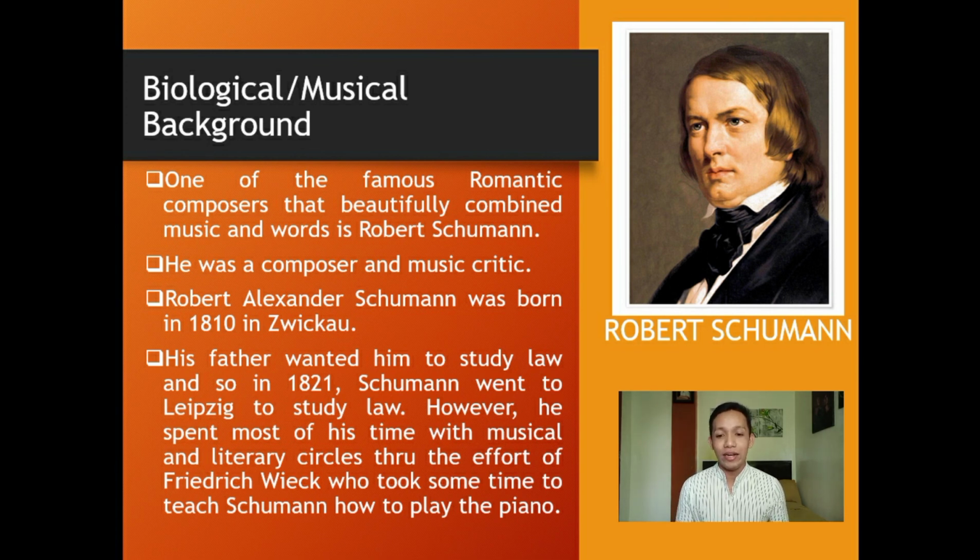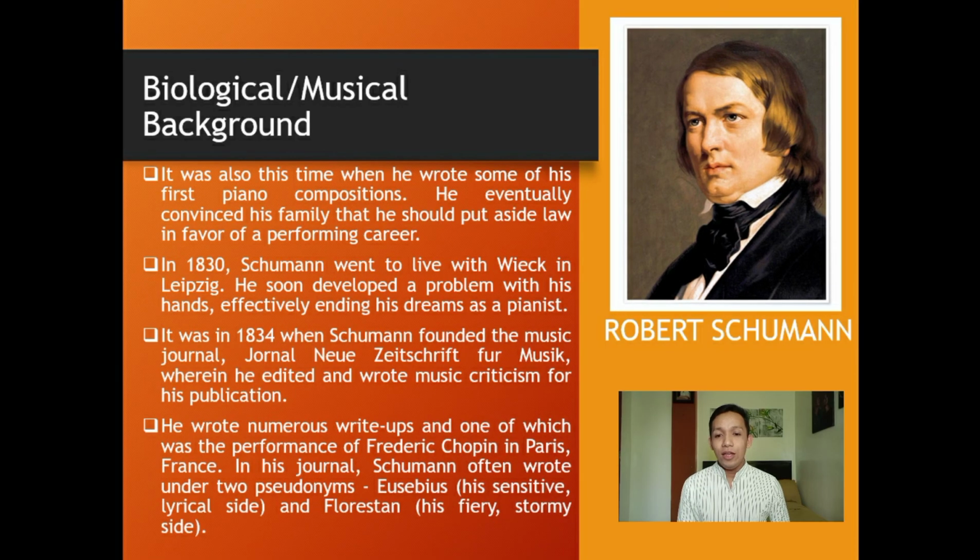Robert Alexander Schumann was born in 1810 in Zwickau. His father wanted him to study law, and so in 1821, Schumann went to Leipzig to study law. However, he spent most of his time with musical and literary circles through the effort of Friedrich Wieck, who took some time to teach Schumann how to play the piano. It was also at this time that he wrote some of his first piano compositions, and he eventually convinced his family that he should put aside law in favor of a performing career.